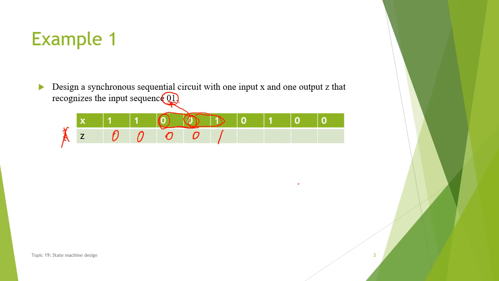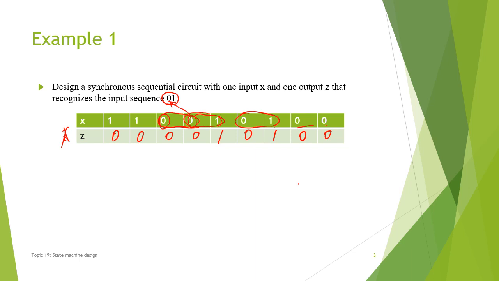Then we check the next bit, which is 0. So Z is 0. And the next bit, X, is 1. So we got another 0, 1, so we should have 1 here. And then we have 0 here. This is 0, 0, so we have 0. So basically, we use some examples to help us understand this question.